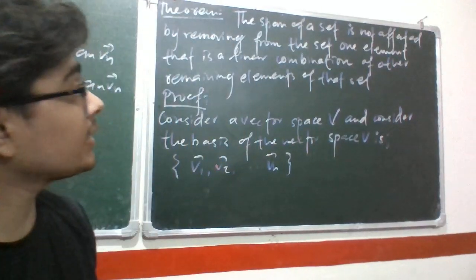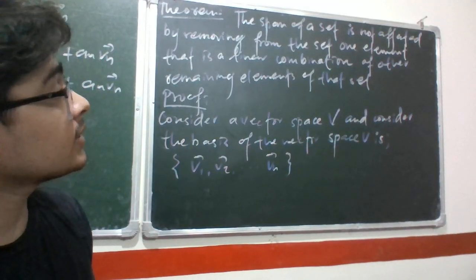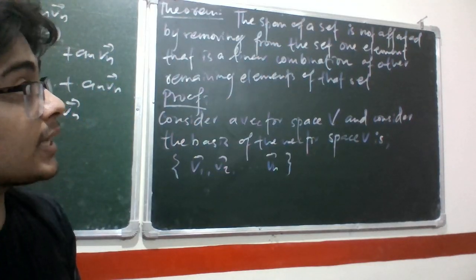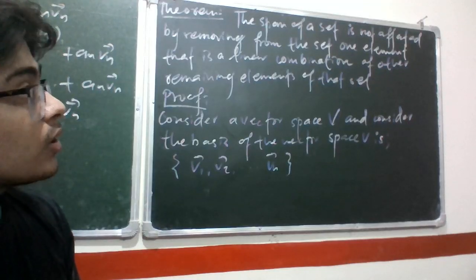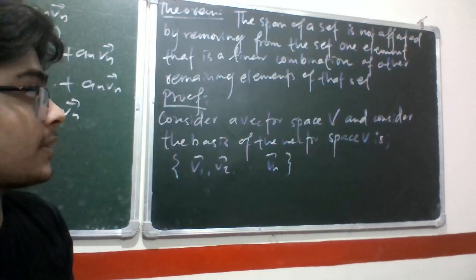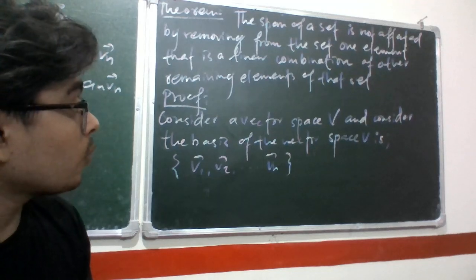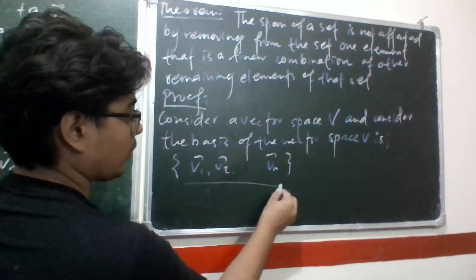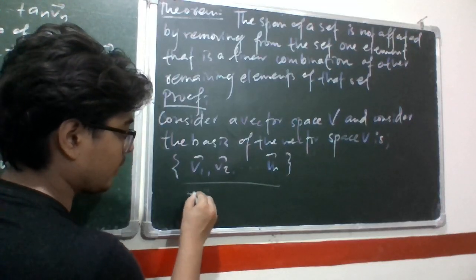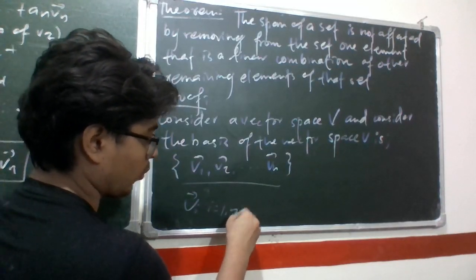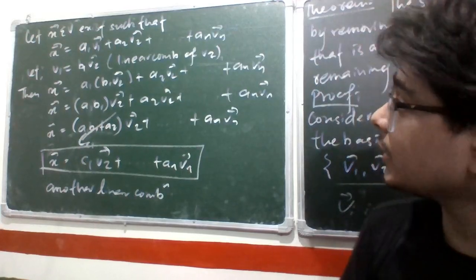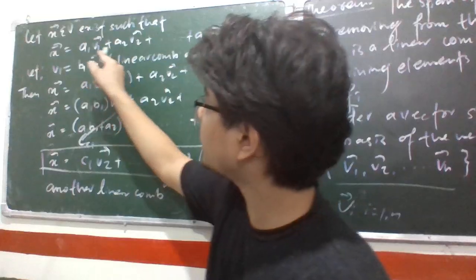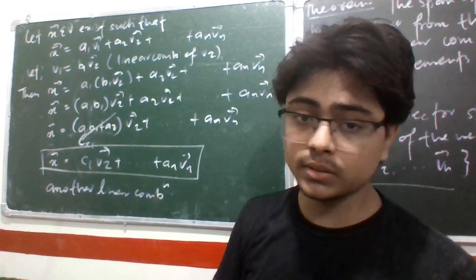Here we have a relatively easy theorem, which says that the span of a set is not affected by removing from the set one element that is a linear combination of the other remaining elements of that set. For proving it, we consider that a vector space V has a basis Vi, where i goes from 1 to n, and then we consider that X belongs to V such that X is a linear combination of all of these basis vectors.